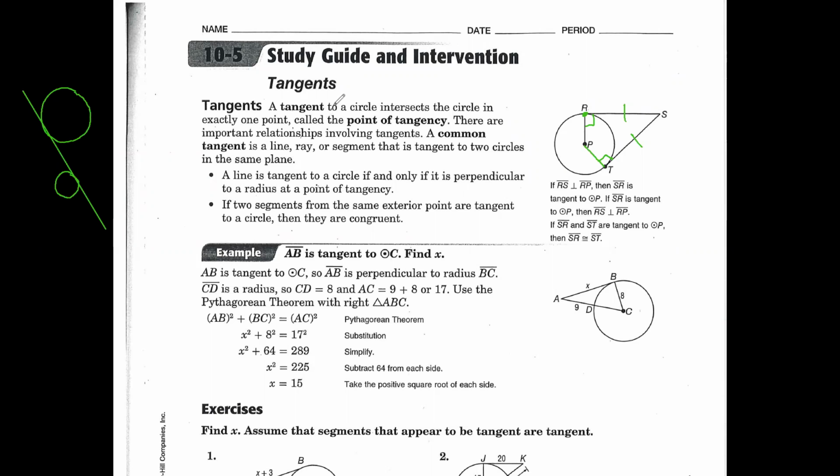But again, a tangent could be a line, it could be a segment, it could be a ray, but those are the two most important properties. When a tangent line intersects a radius, it forms a right angle, or when two tangents come from the same exterior point, they are going to be congruent.